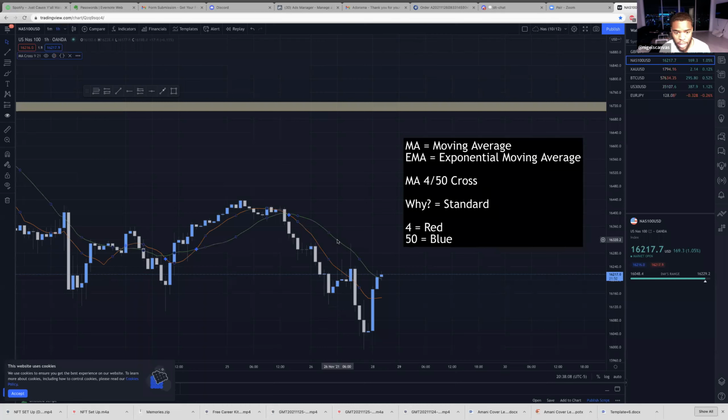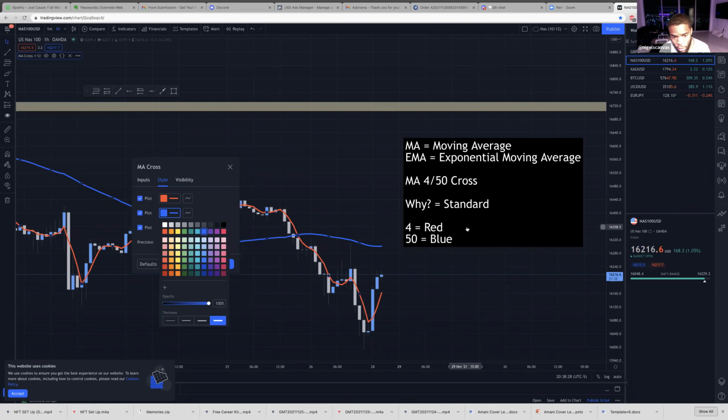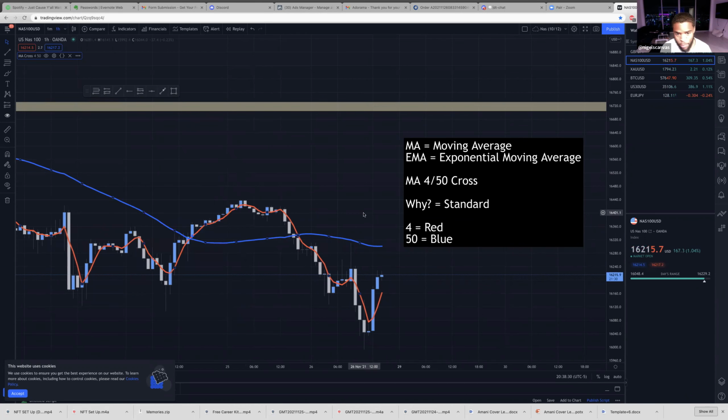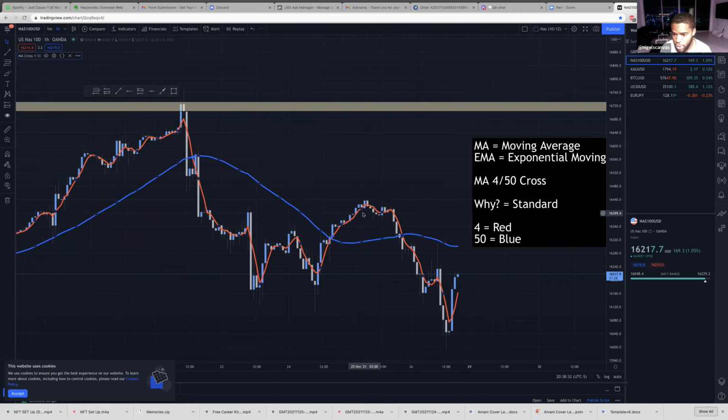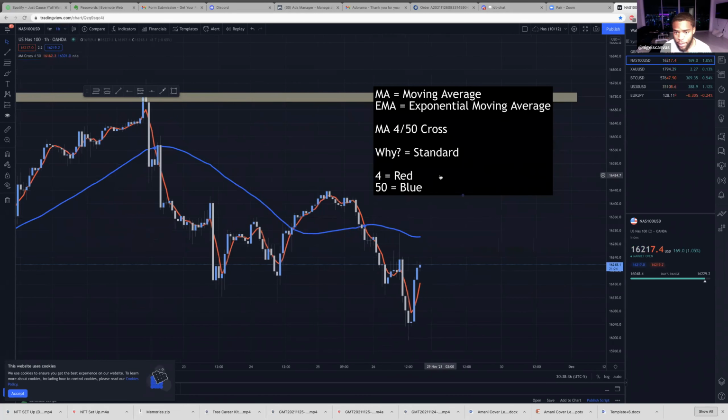So now let's double click, go to inputs. Our short, which is going to be our 4, the shorter moving average, and we're going to have our longer moving average at 50. 4 and 50. We already mentioned again, the colors don't matter. I just like to keep them very synonymous for teaching styles. But you guys can see I like my red for 4 and I like my blue for 50. We're going to pause right here. Super easy, super simple to understand. 4 is red, 50 is blue.